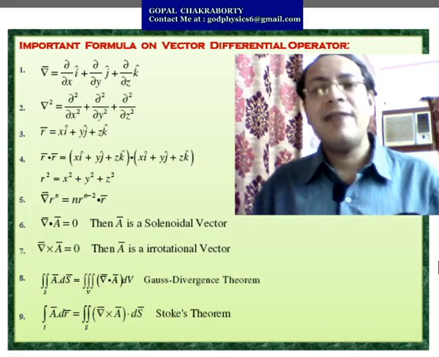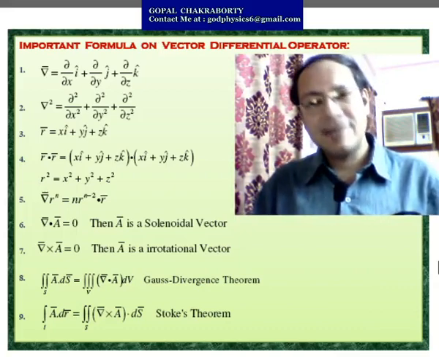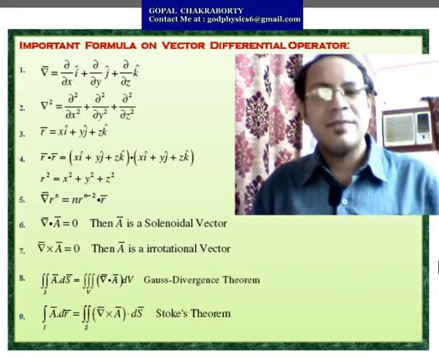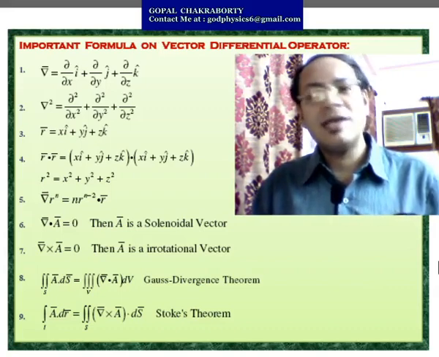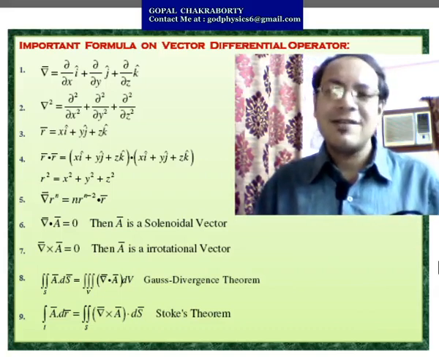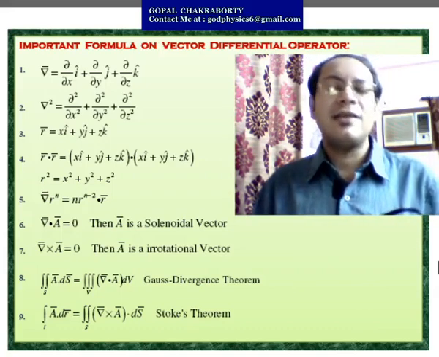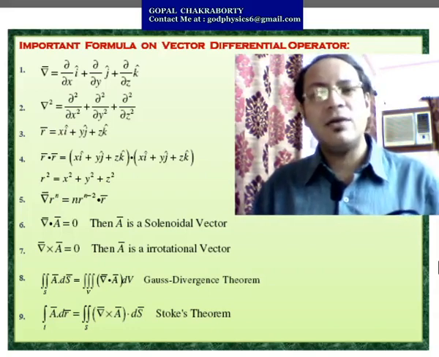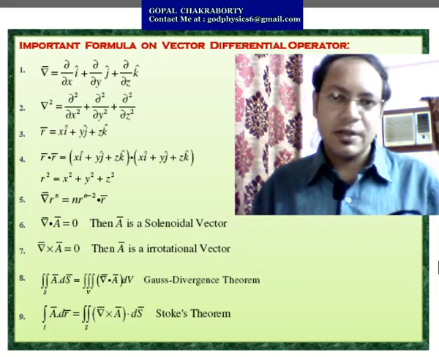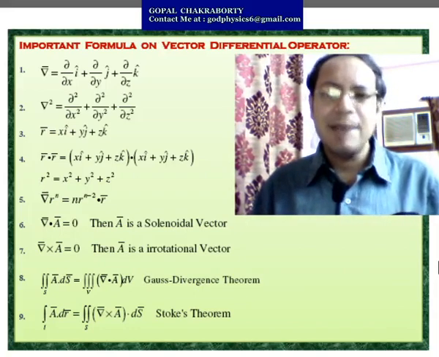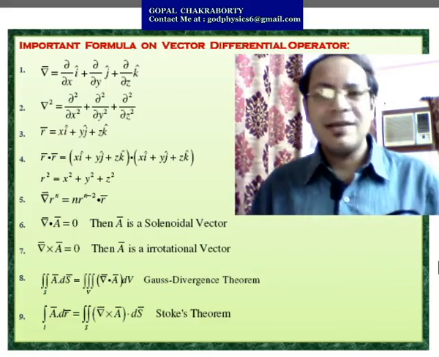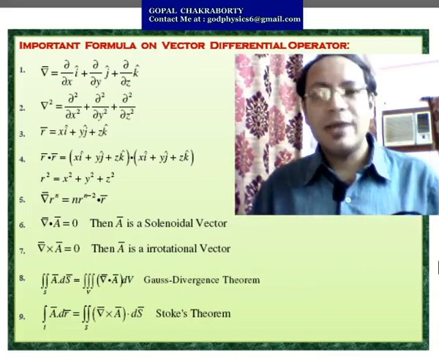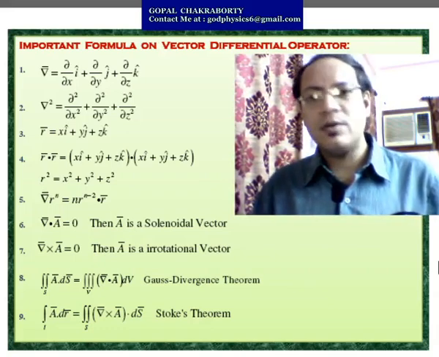Sixth, if del dot A equals 0, that means if the divergence of a vector is 0, then that vector is called a solenoidal vector. And seventh, del cross A equals 0, that means if the curl of some vector is equal to 0, then that vector is called an irrotational vector. And eighth and ninth are your Gauss divergence theorem and Stokes theorem, which I have already discussed. So these are the important basic formulas to solve the numericals from this vector part. Okay, now I will solve some numericals, so you will understand how to solve these problems.